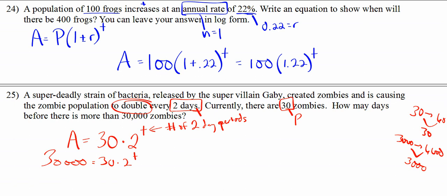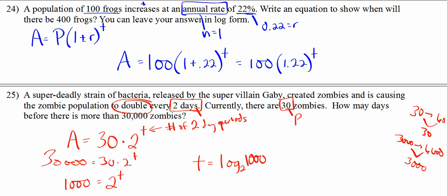So you divide both sides by 30, and you end up with 1,000 times as many zombies is equal to 2 to the t. So t is equal to log base 2 of 1,000. So how many times do you have to double to get to 1,000? I guess this t is actually the number of doubles.